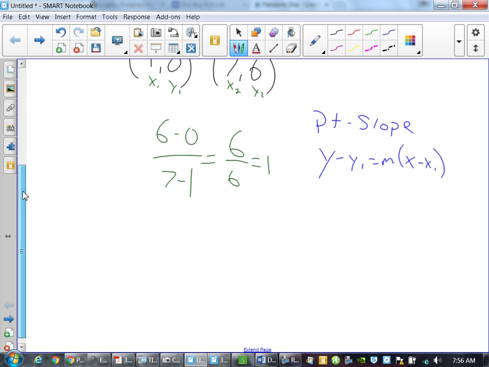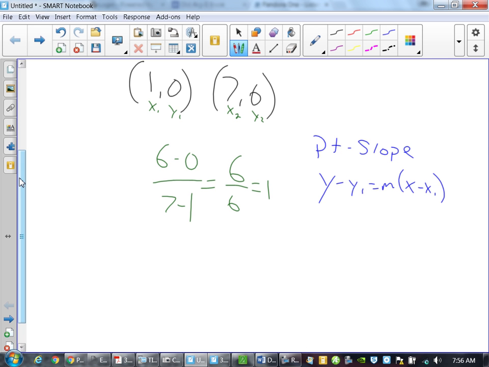So if we're using this as our example of write the equation of a line given 2 points, well, we just found the slope because that was your first step. And now we can just substitute in and go from there.